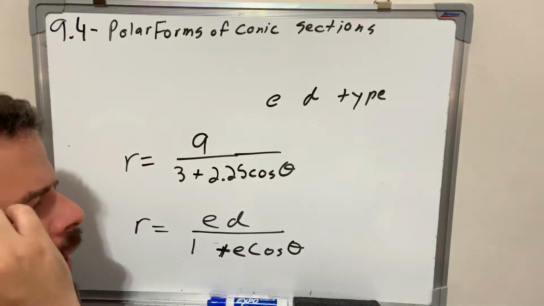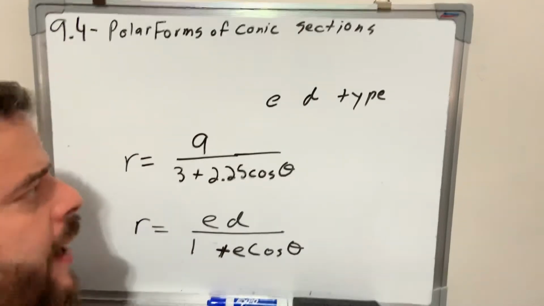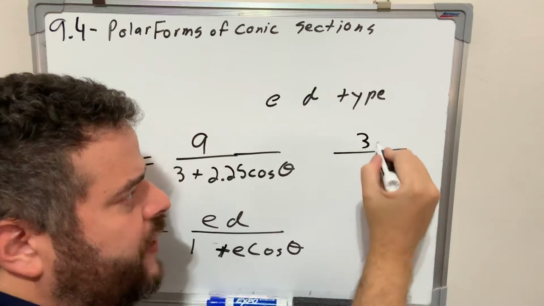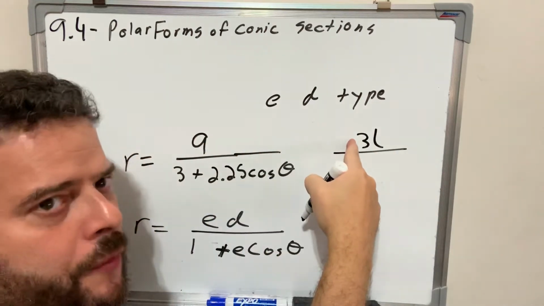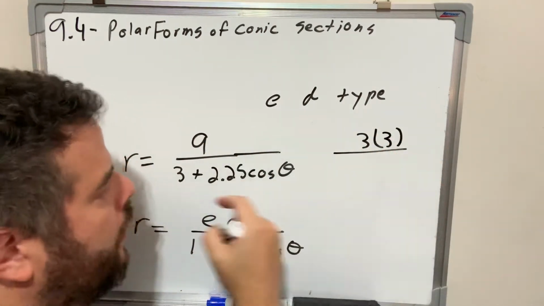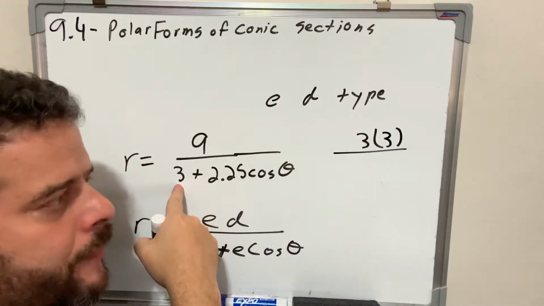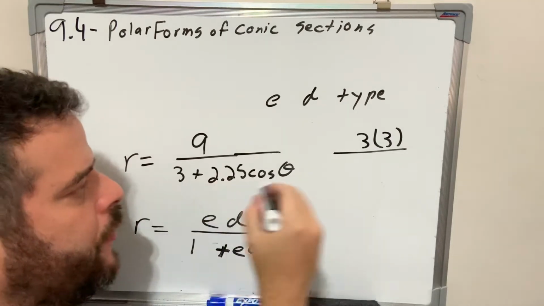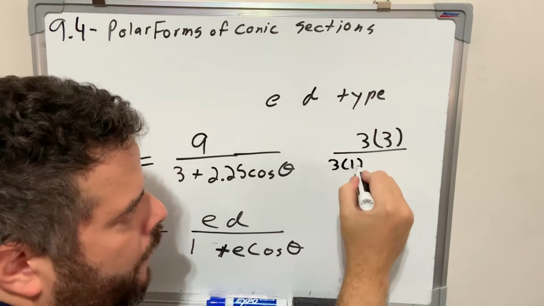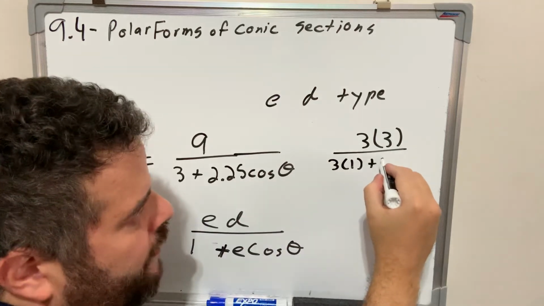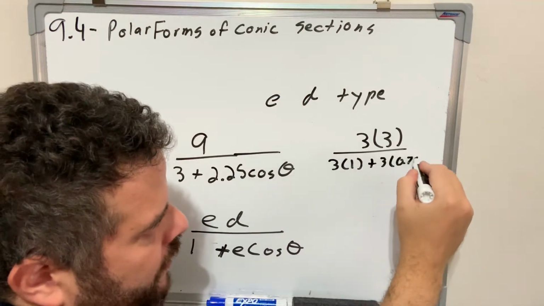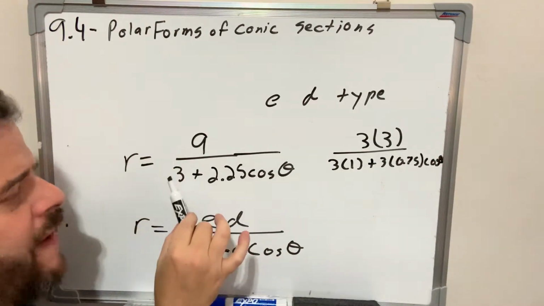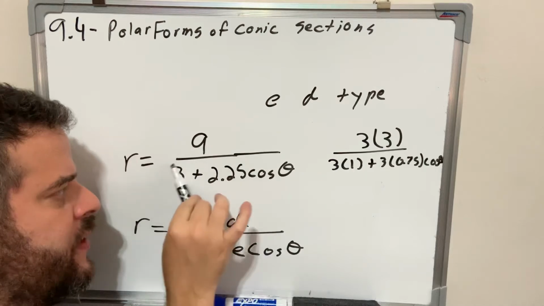You keep that number in your mind, 3. So what do I do now? I'm going to divide the numerator by 3. I'm going to put a 3 outside, and what is 9 divided by 3? 3. What is 3 divided by 3? 1. And what is 2.25 divided by 3? 0.75 cosine theta. So you divide everything by this number.